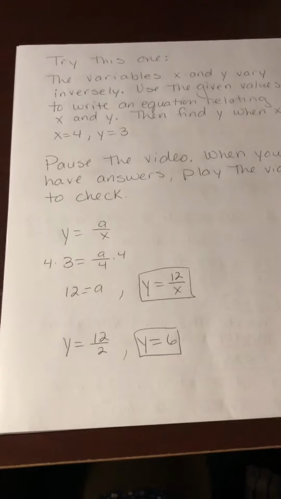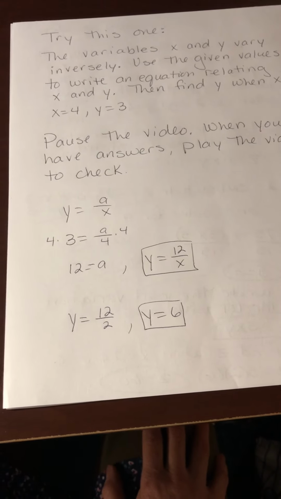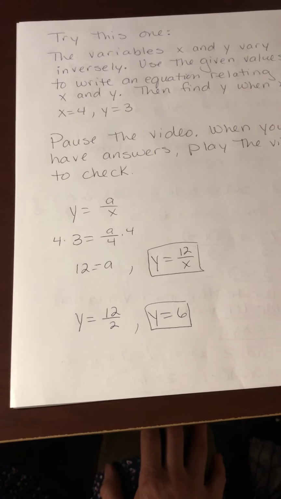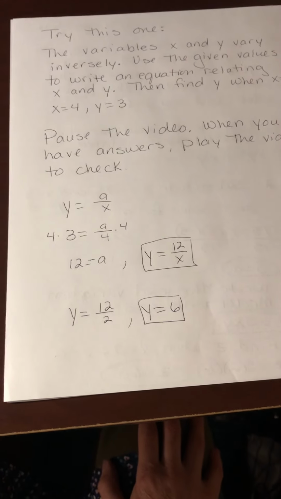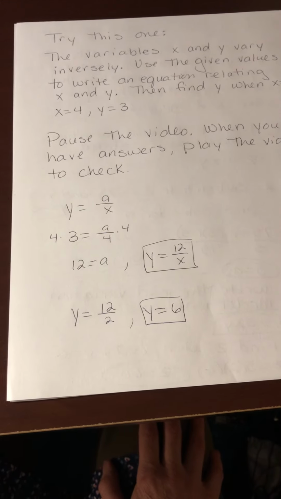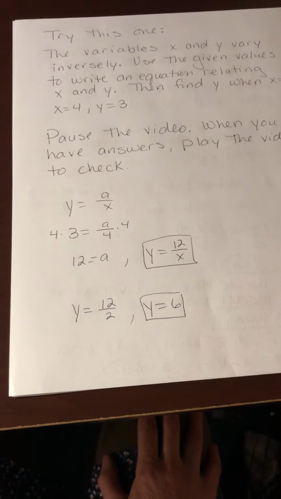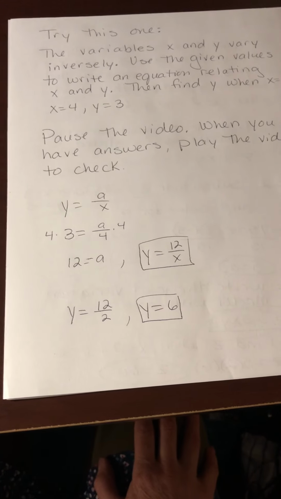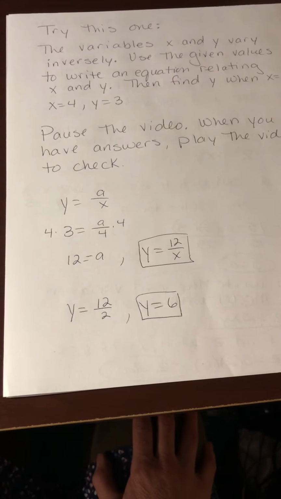You can check your answers. Step 1, write the inverse variation model, y equals a over x. Step 2, plug in 4 for x and 3 for y and solve for a. So 3 equals a over 4. Multiply both sides by 4. A is 12. Step 3, rewrite the inverse variation model using 12 as a. So y equals 12 over x.